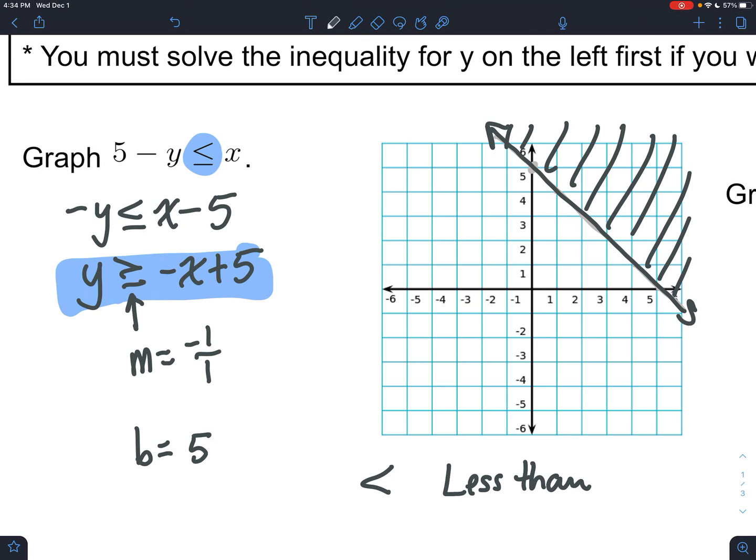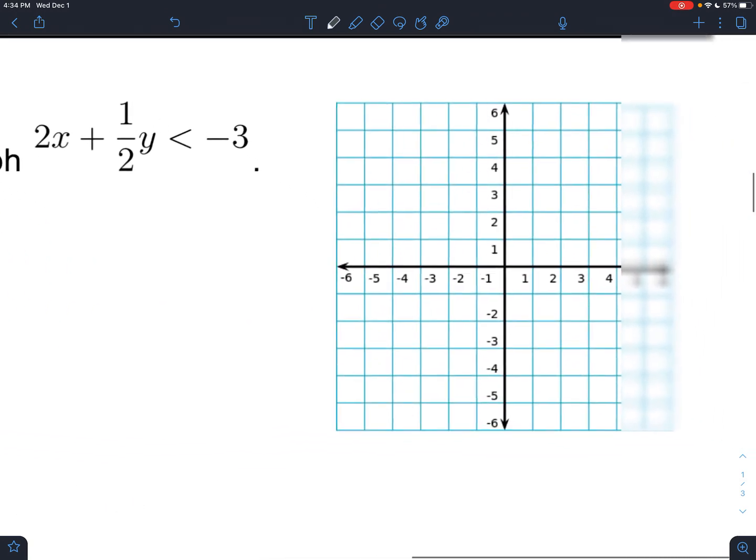So this would be a good graph. Again, if you saw this picture and you were asked to interpret this, you would say that it's graphing the collection of all the points that satisfy the inequality. Okay, so like 5, 5, for example, does work. If you put a 5 here and a 5 here, it is a true statement, believe me. Okay?